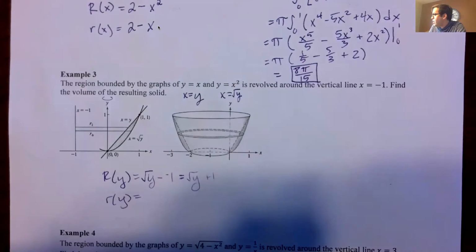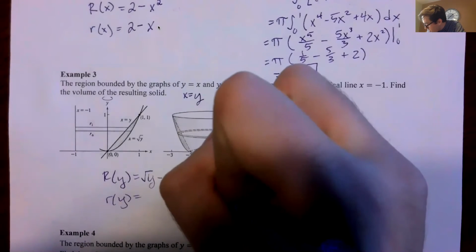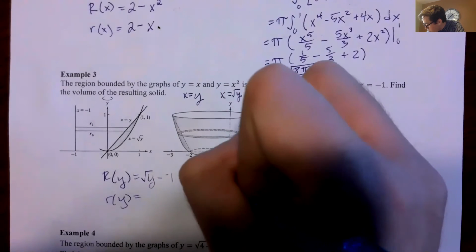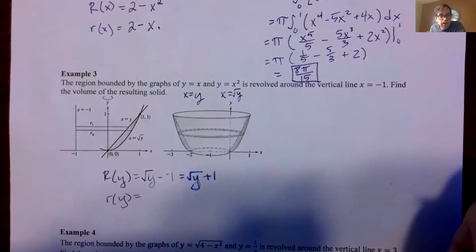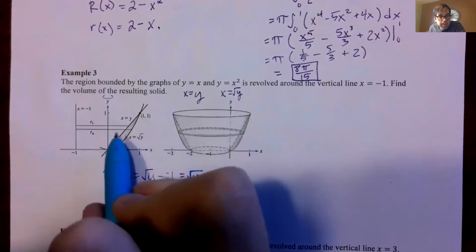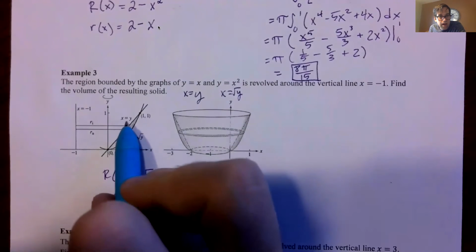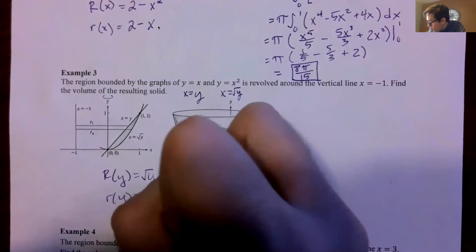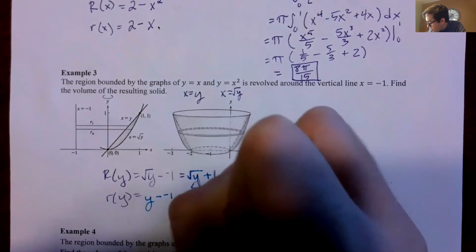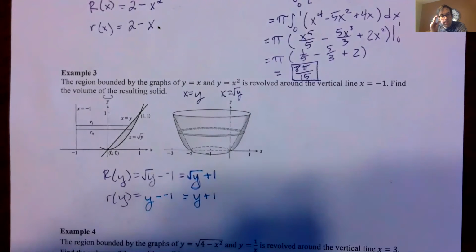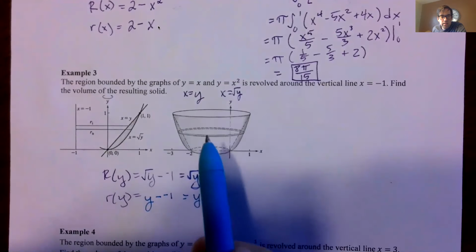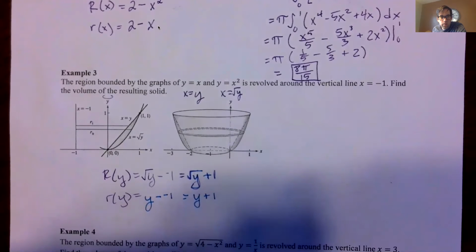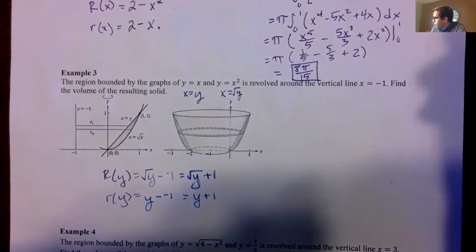Oh, my pen is dying. Okay, I'm going to switch colors to blue. Root y plus 1. If we have our inner radius, it's going to be on the right bounded by x equals y, and on the left by the line x equals -1. So it's going to be y minus -1 or y plus 1. And you can see in this figure here what this is really looking like as we revolve it. But let's try to plug this in.